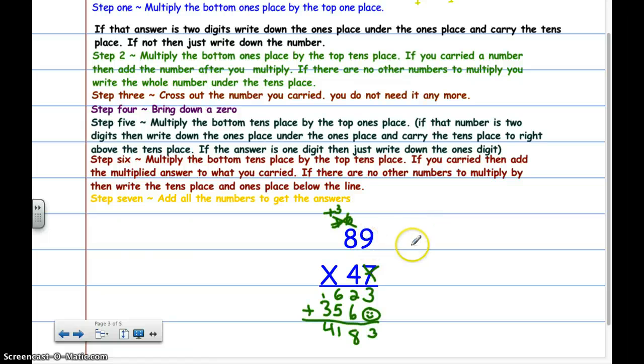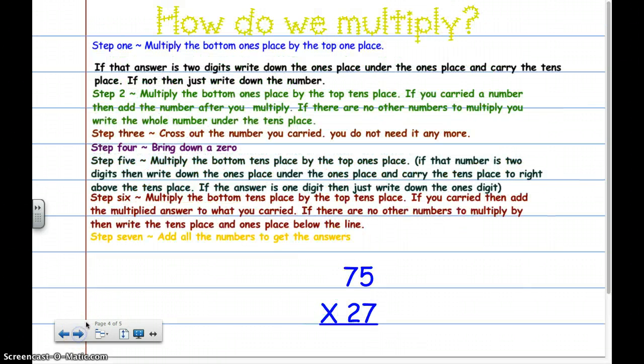4,183. If you go over here and estimate, 8 times 4, that's 32, and then put 2 zeros on the end because I'm really doing 80 times 40. So am I close? Yes, I'm close to it. So that's how you know if your answer is reasonable or not.